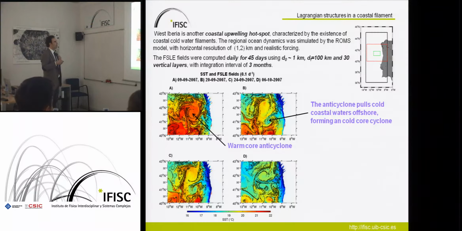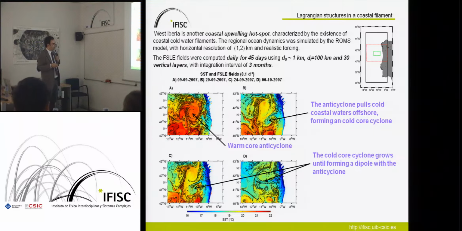here we have the coast, here we have a warm anticyclone. This warm anticyclone approaches the coast and starts to pull cold water offshore. And this cold water flows along this line, forming this filament, and then it starts to accumulate in a new cyclone. Eventually the water will feed the cyclone, and the anticyclone and the cyclone will merge together to form a dipole.